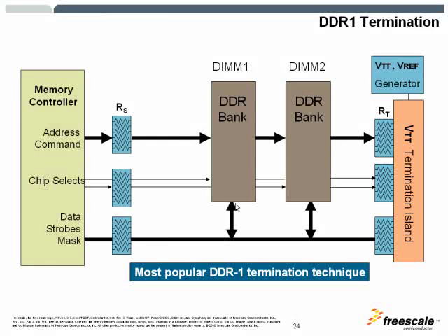Here is a diagram of DDR1 termination. DDR1 used the resistors or terminations on the board. None of these termination resistors were embedded inside the SDRAM. So the number of terminations were very high, as you can notice here. All the signals had to go to a voltage island or voltage bank termination of VTT, which is VDD over 2. And there were also series resistors that had to be used.